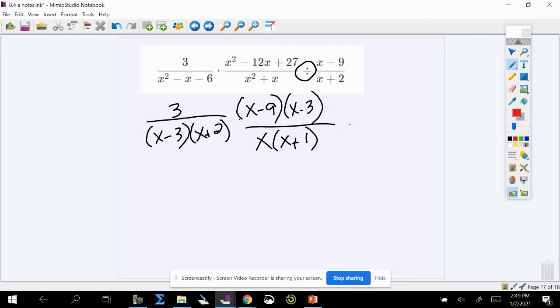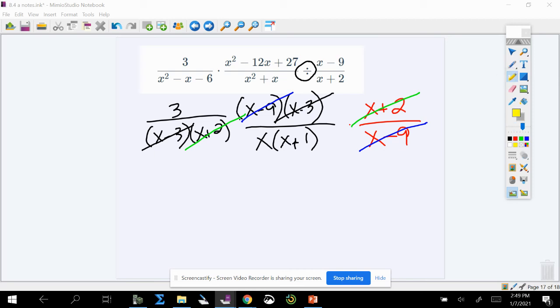So I'm going to put it like this in bright red here. I need to flip this and make it an x plus 2 over an x minus 9 because it was divided. So now let's start canceling. This x minus 9 and this x minus 9 cancel. This x minus 3 and this x minus 3. This x plus 2 and this x plus 2.